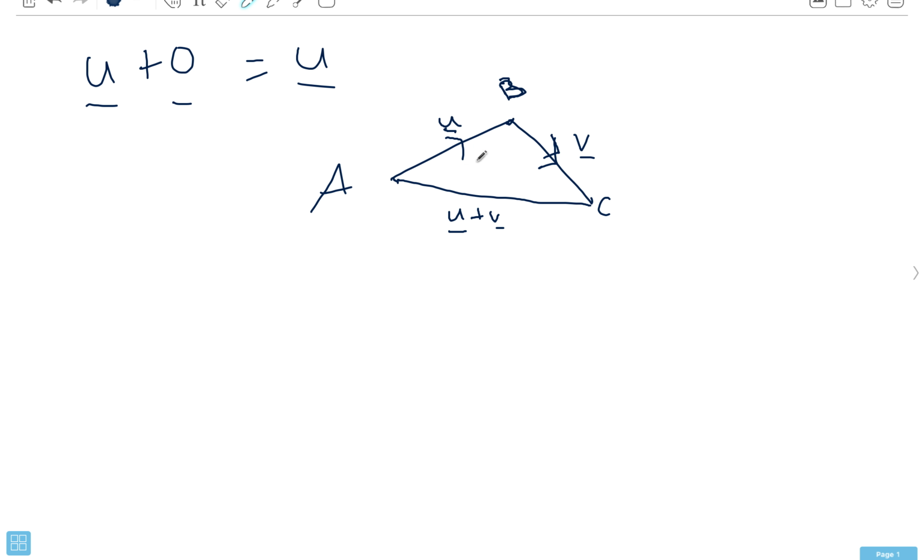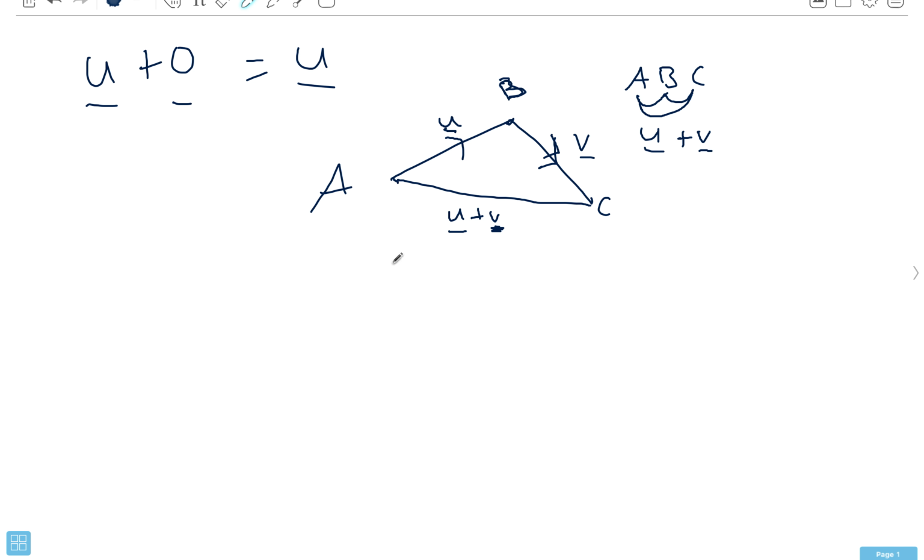Then by the triangle rule, we've derived that AC is u plus v. It represents the free vector u plus v. If I was to write this out as ABC, the triangle, and I told you AB represents u and BC represents v, then AC represents u plus v.